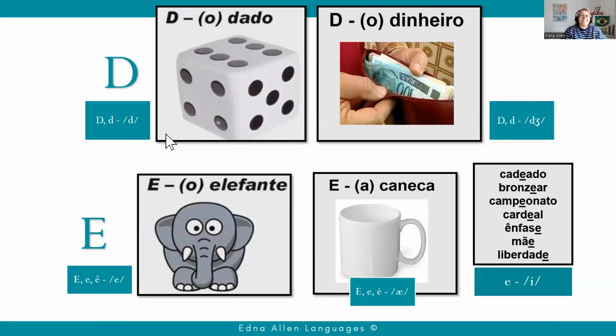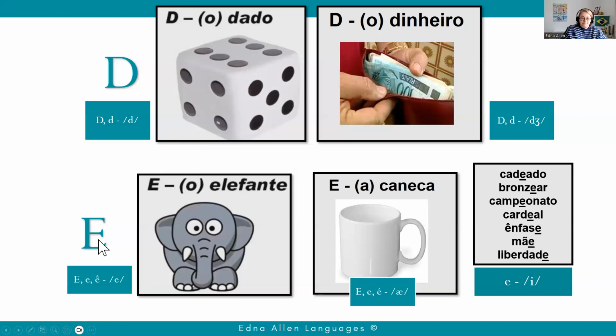So we say o dinheiro, o dinheiro, dinheiro. So we speak between our teeth, dinheiro. But in the northeast, they might speak a little bit more with the tip of the tongue. So it could be dado, dinheiro, dinheiro. Tudo bem? O dado, o dinheiro.